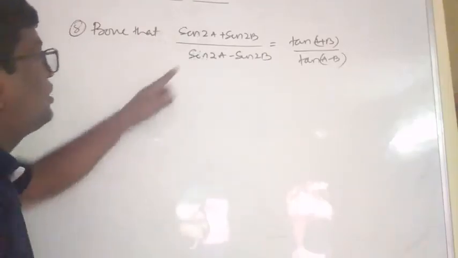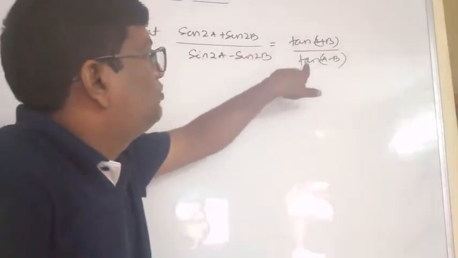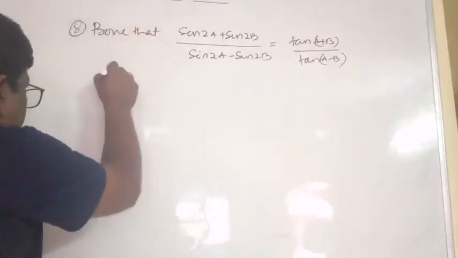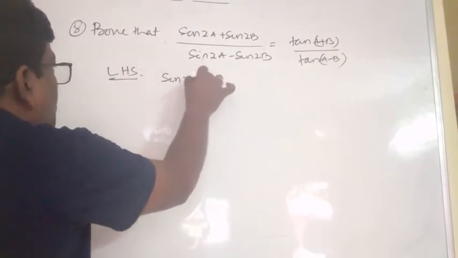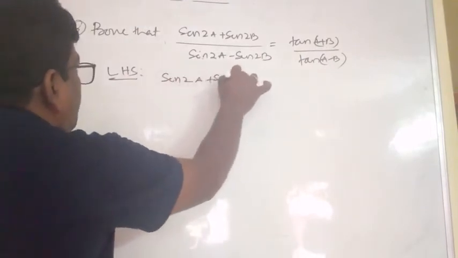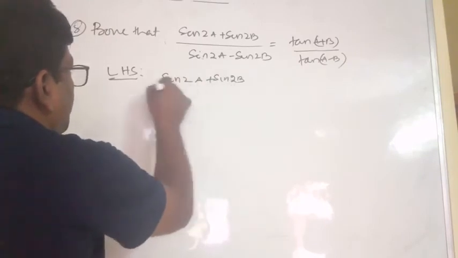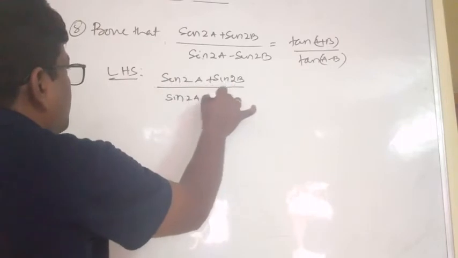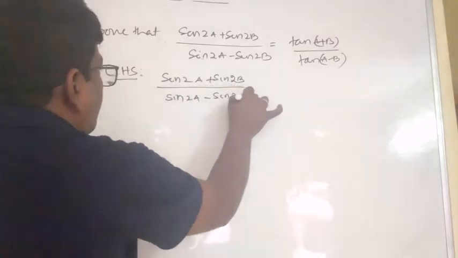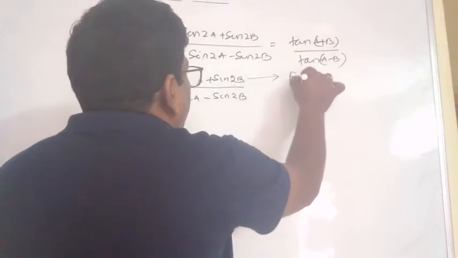Sin 2a plus sin 2b by sin 2a minus sin 2b is equal to tan of a plus b by tan of a minus b. Left hand side: sin 2a plus sin 2b by sin 2a minus sin 2b. What is the formula to apply here?